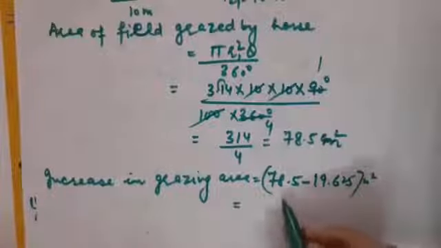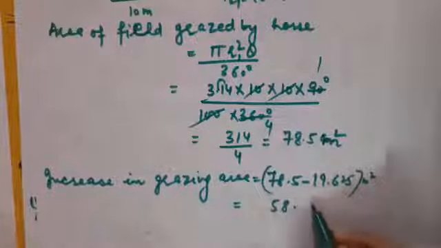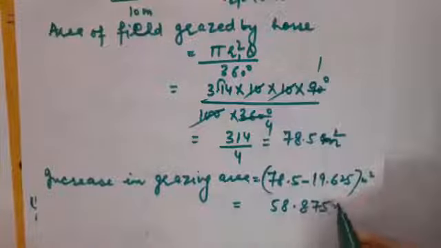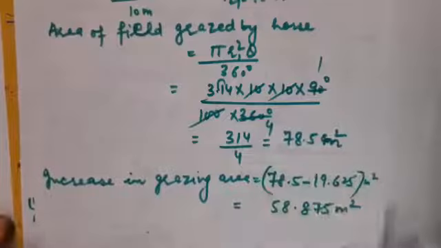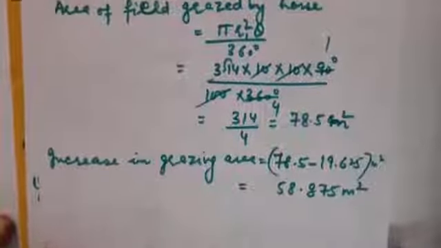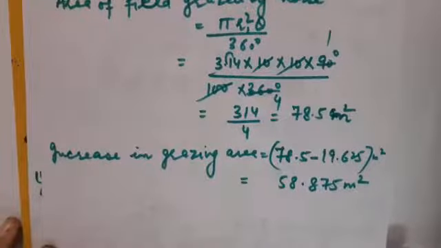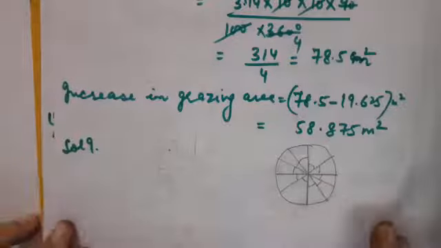So let us subtract them. You will be getting 58.875 meter square. Got it, children? So this is the increase in the grazing area when the length of the rope was increased by 5 meter. Got it? Okay, children, now I am going to switch to the next question, that is question number 9.